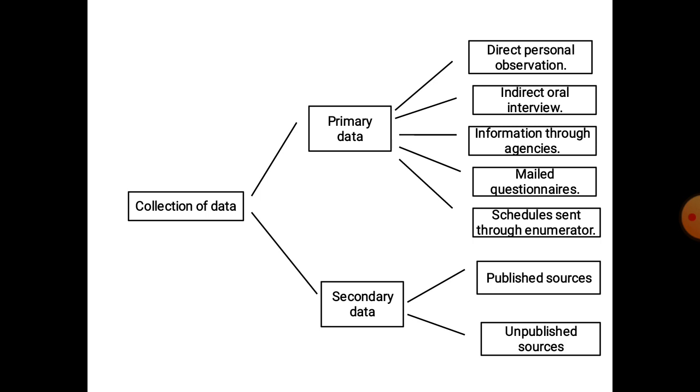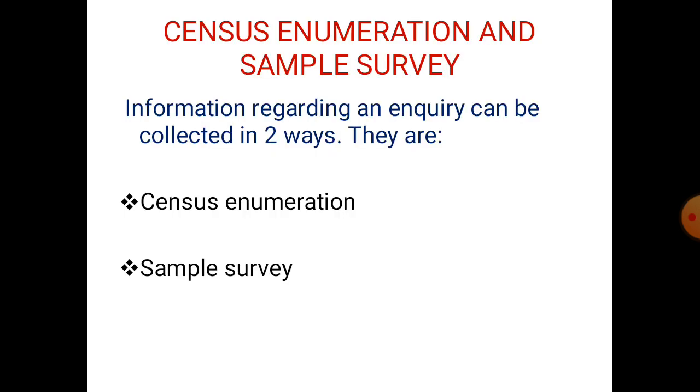We have seen how we are going to collect the information under these methods, suitability, merits as well as demerits of all these methods in our previous class. And in this class we have seen what is the meaning of secondary data and sources of secondary data collection, that is published source and unpublished source. Now we will move on to the next topic of this chapter, that is census enumeration and sample survey.